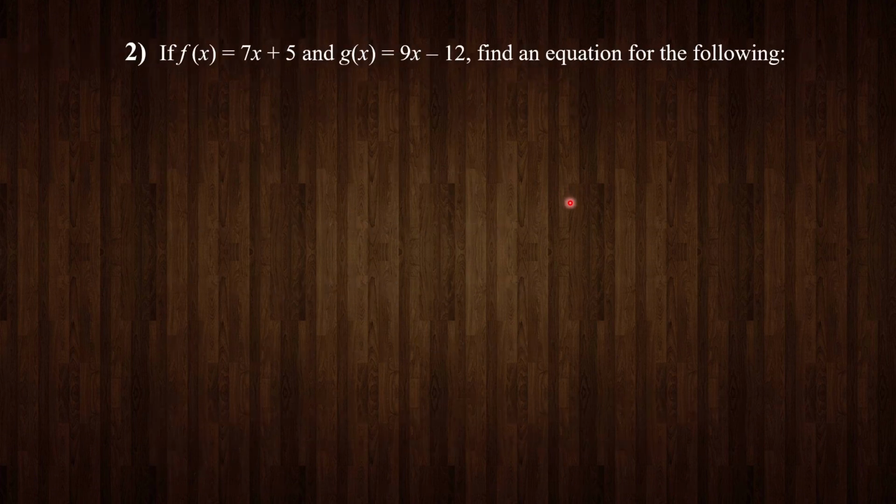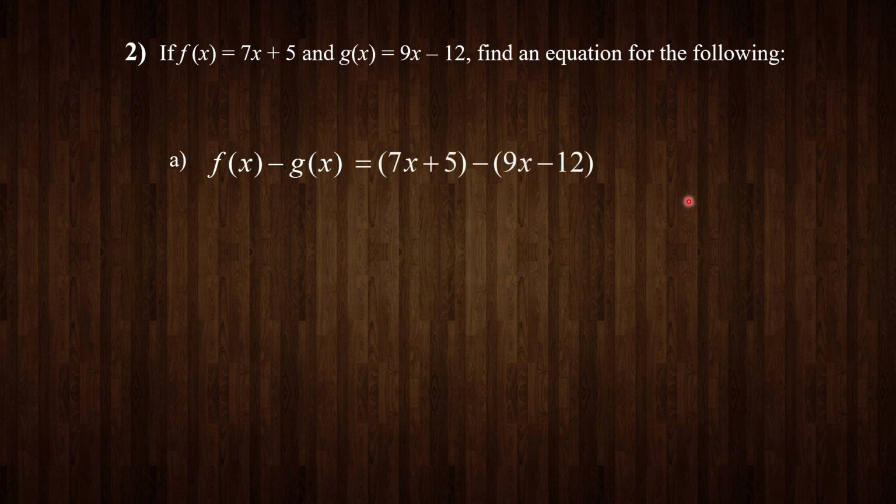Now we can do the same type of thing with equations. Suppose f(x) = 7x + 5 and g(x) = 9x - 12. Let's find an equation for f(x) - g(x). Well, since we actually have expressions for f(x) and g(x), if we want to find f(x) - g(x), we can just subtract those expressions, and that'll give us a nice equation for f(x) - g(x).